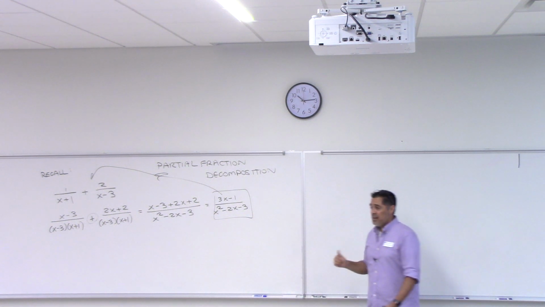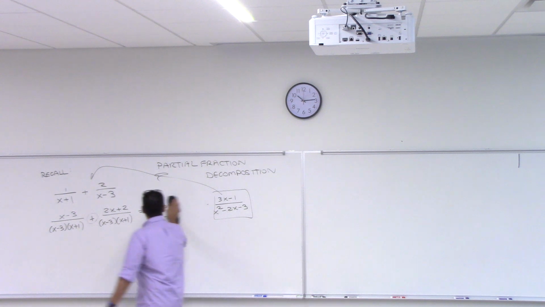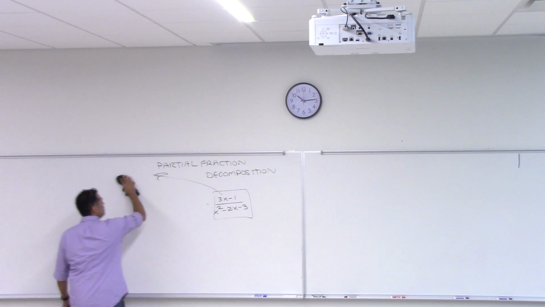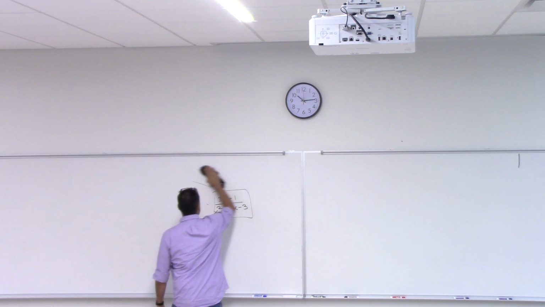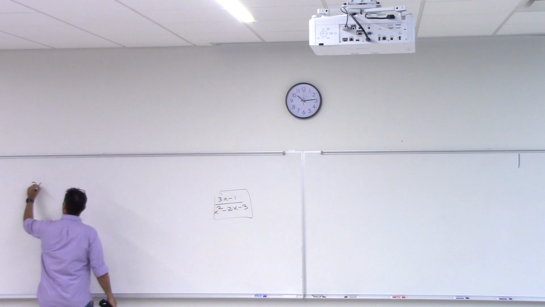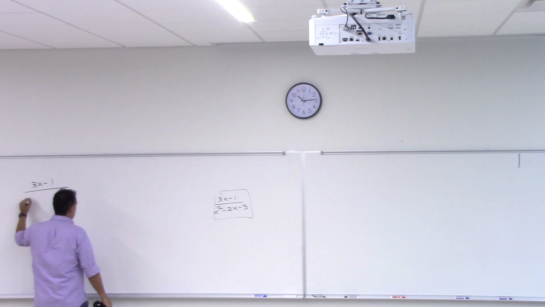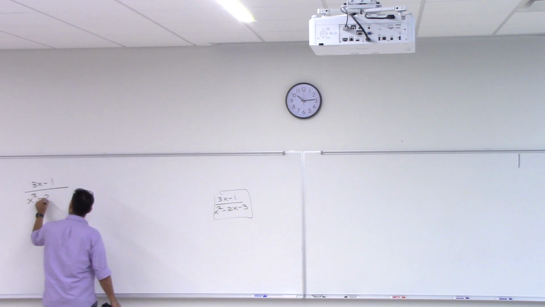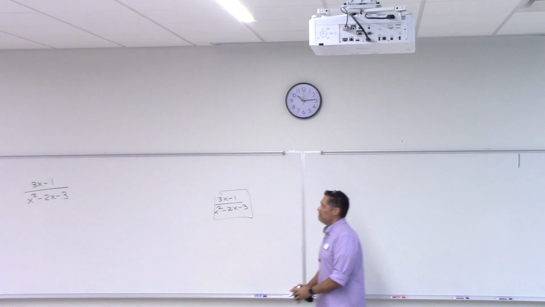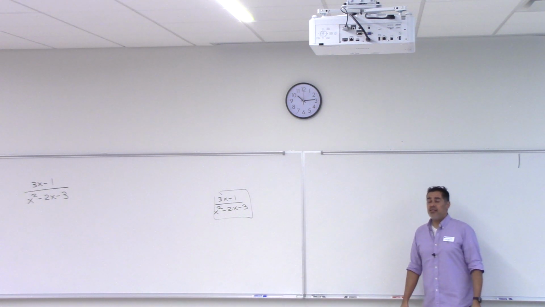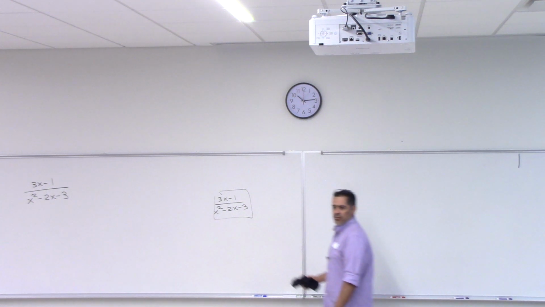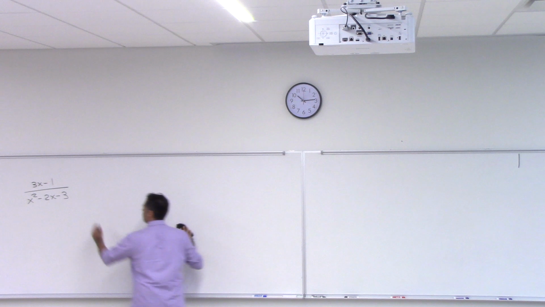So here's the method. You ready? There's a formal method that you can read in a book, and it's really complicated because they use all these symbols and things like that. I'm going to try to break it down very easily if I can. Let's take this 3x minus 1 over this. The first thing is, is the denominator factorable? Yes, it factors. So the denominator factors.